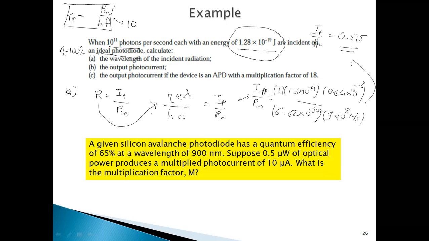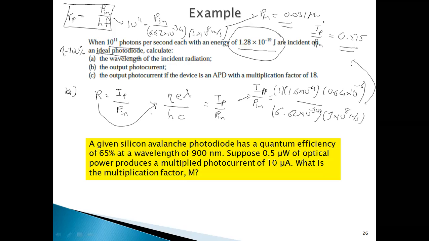So from here, 10 to the power of 11 shall be equal to P in multiplied by H, which is 6.62 times 10 to the negative 34, multiplied by C, which is 3 times 10 to the power of 8 meter per second. From this calculation, the value of the input optical power is equal to 0.031 microwatt.